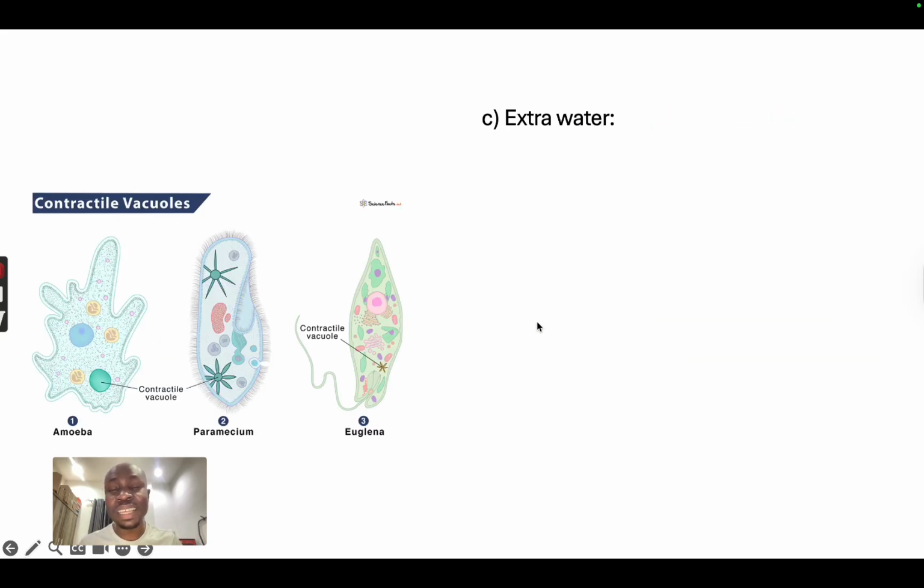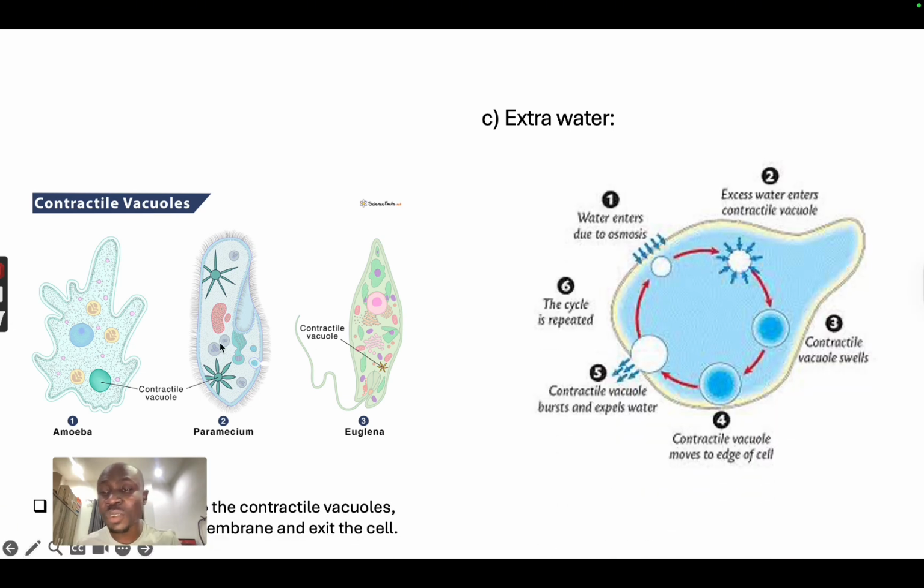And the last one is, how do these protozoans remove extra water? They use a structure we call the contractile vacuole. Contractile vacuole. An example is the circle in amoeba. It looks like a star in paramecium and euglena. But how does it work?